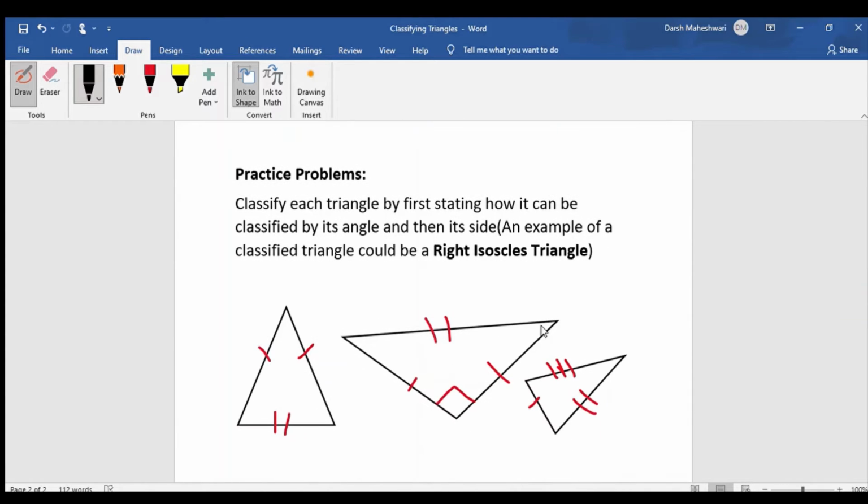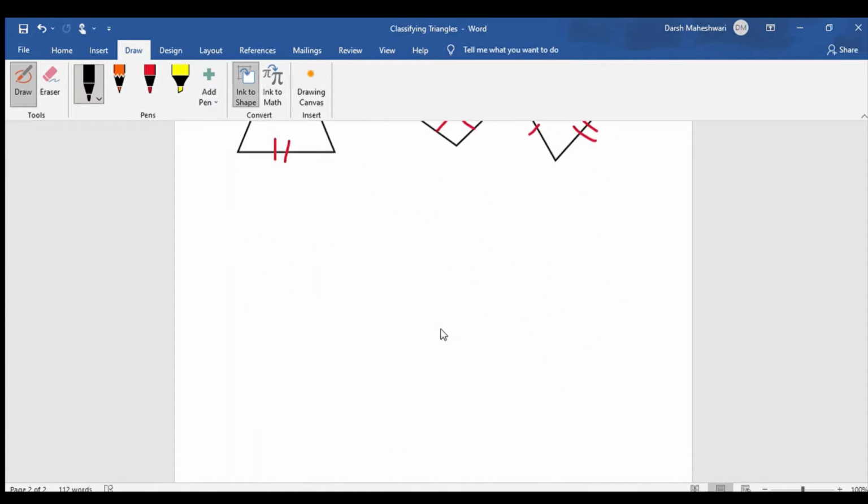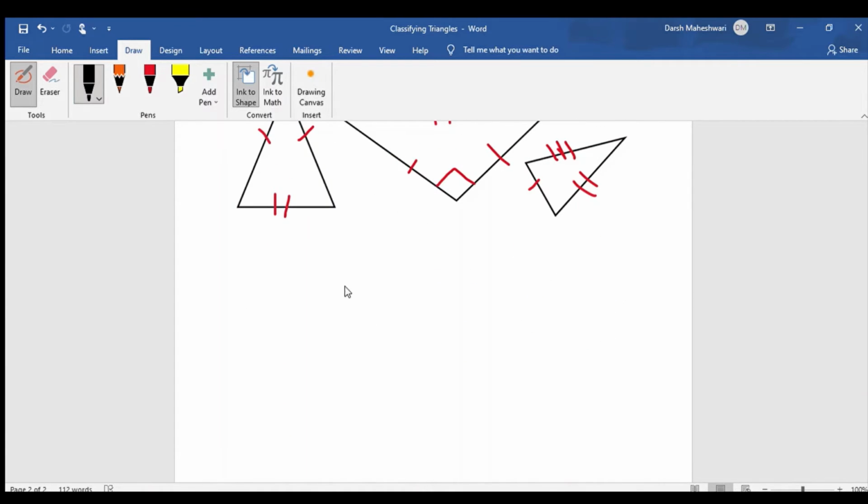Now these practice problems. Before you pause the video and do this, I'll do one with you, so let's first read this. Classify each triangle by stating how it can be classified by its angle and then its sides. An example of a classified triangle could be a right isosceles triangle. Okay, so this would be angle, and this would be side. Alright, so I'll draw a triangle over here and we'll classify it together.